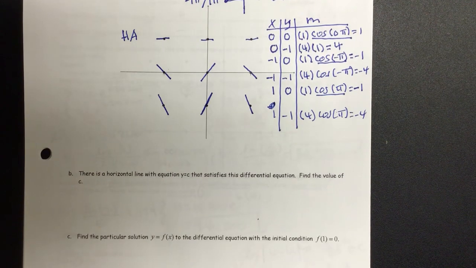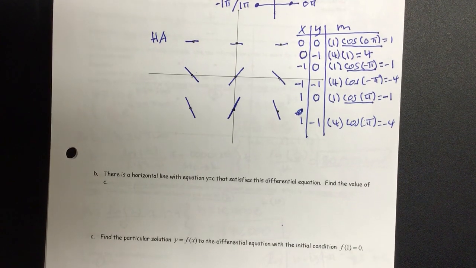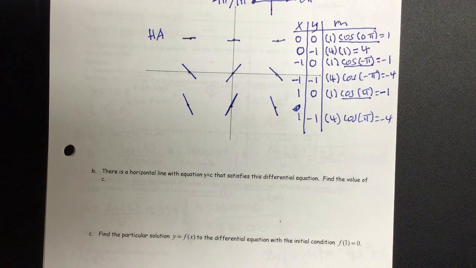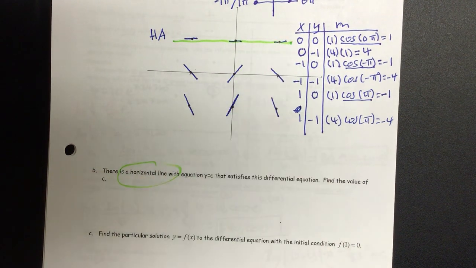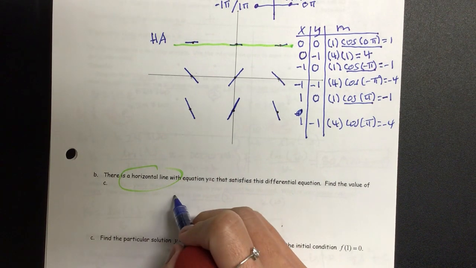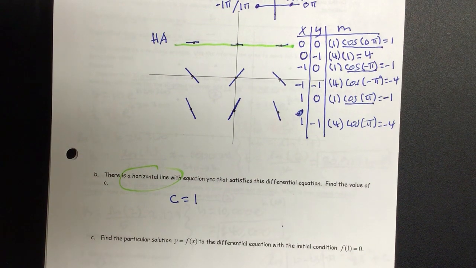So then let's answer the next piece. Part B. Sullivan, let's read. There is a horizontal line with equation y equals c that satisfies this differential equation. Find the value of c. So we have a horizontal line, which is right here. So assuming they're all going in increments of 1, c is equal to what? 1. Done.